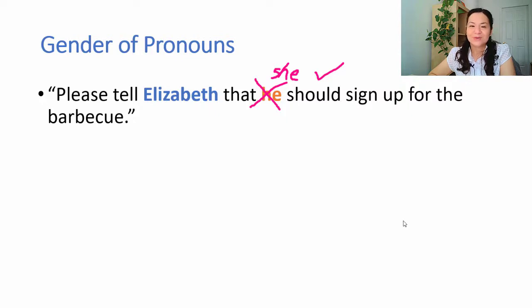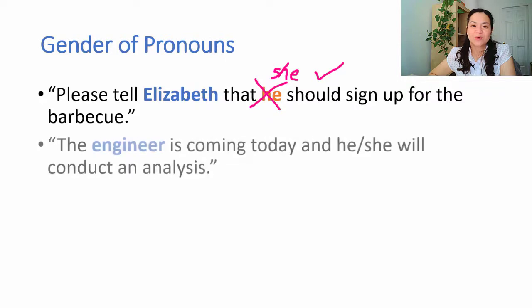In the past, we used to use he or she when we were unsure of the gender of the antecedent. For example, the engineer is coming today and he or she will conduct an analysis. Some people still do this, but it is wordy and hard to read. The best way to avoid this situation is to change the sentence to use a plural subject if possible. The engineers are coming today and they will conduct an analysis. Of course, it's not always possible to do this.